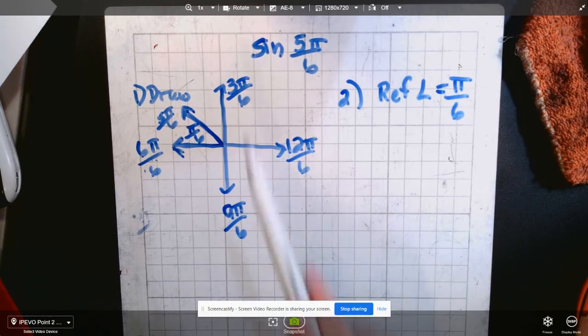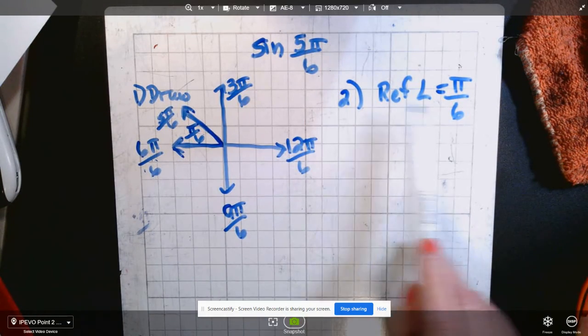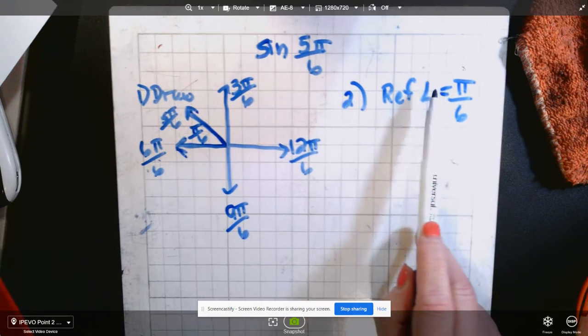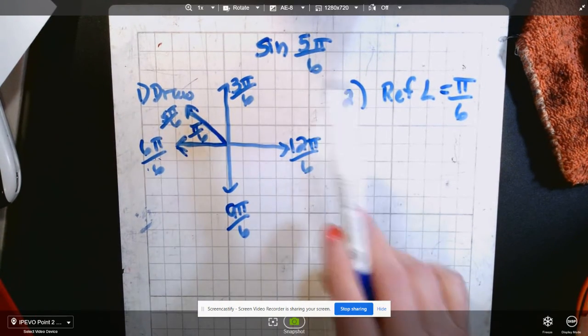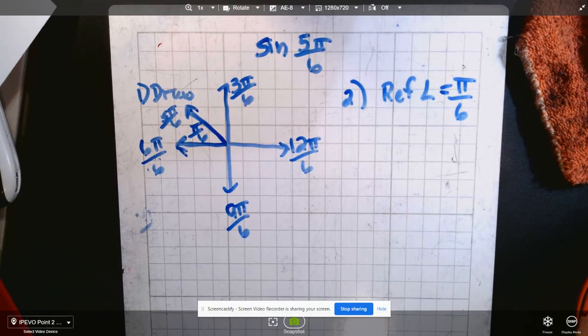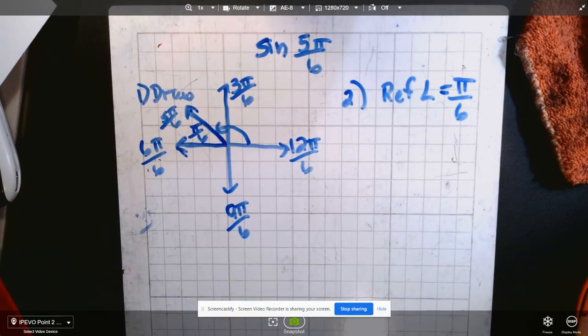Again, kind of a little hint is whatever this denominator is, that is what this reference angle will be. So if this was 5 pi over 4, your reference angle would be pi over 4. If this was 3 pi over 5, your reference angle would be pi over 5. It's important, however, that you do draw it out so that you know what quadrant your angle is in.